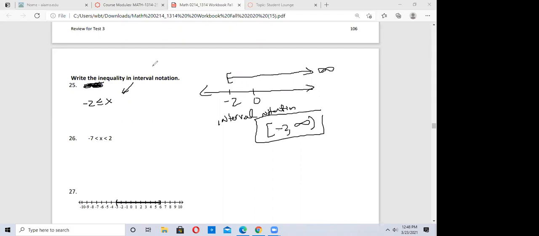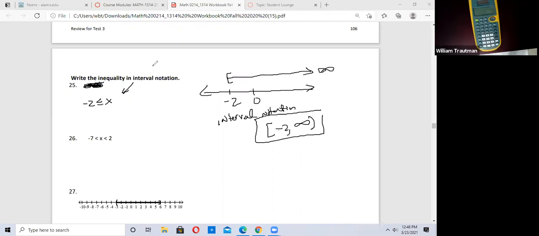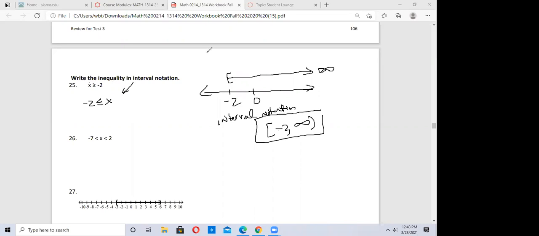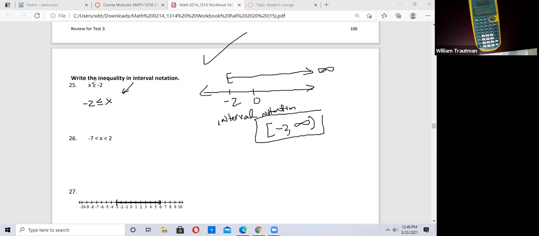X is greater than or equal to -2. Yes, what I was looking for is it's the same problem. X is greater than or equal to -2. It's the same as this answer over here. I wanted you to make sure that you can read it from this way, X and then greater than -2. If you're going to read it backwards, you still have to start with X, greater than -2. So I just wanted to make sure that you understand both of those are exactly the same.